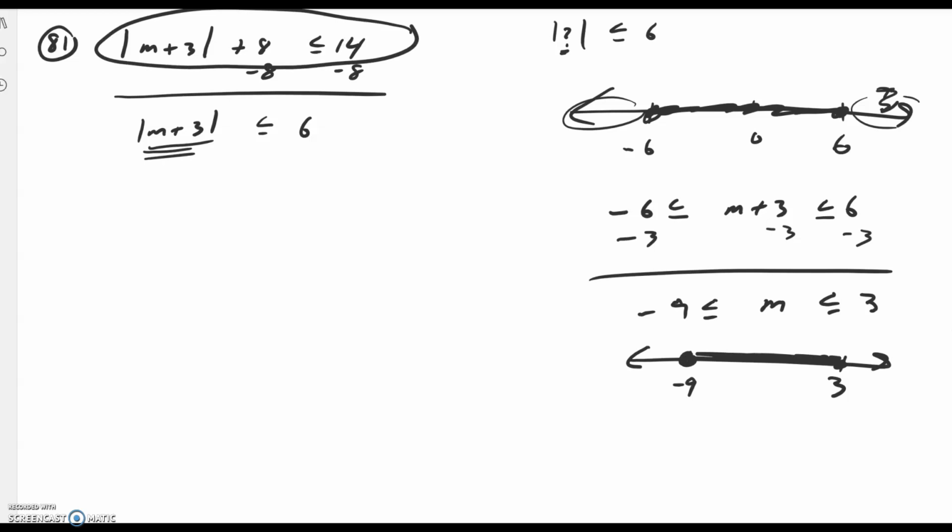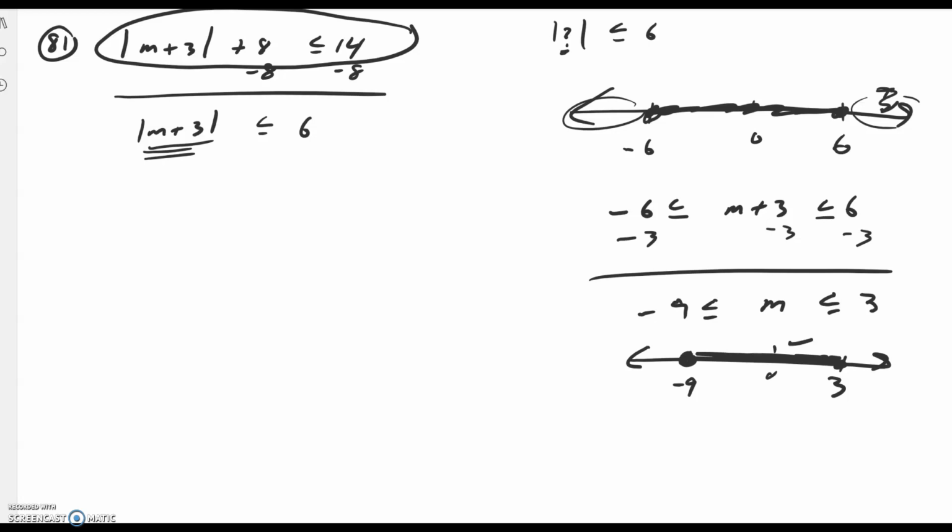Let's just try it out. 0's in here, isn't it? Isn't 0 in between -9 and 3? So put a 0 in there. 0 plus 3 is 3. The absolute value of 3 is 3. 3 plus 8 is 11. 11 is less than or equal to 14. So 0 did work, so that's pretty cool.